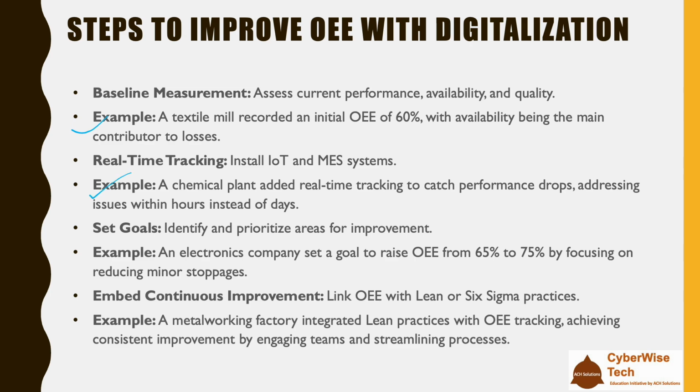Third, we need to set very clear goals. An electronic company set a 12-month target to improve their OEE from 65 to 75% by addressing minor stoppages. Finally, focus on continual improvement. By embedding lean practices into OEE monitoring, a metalworking factory achieved consistent gains through team engagement and process standardization.